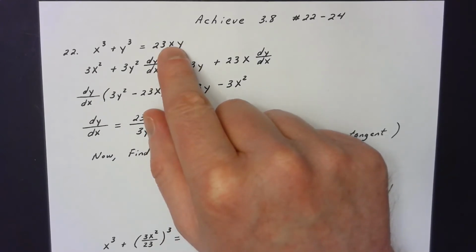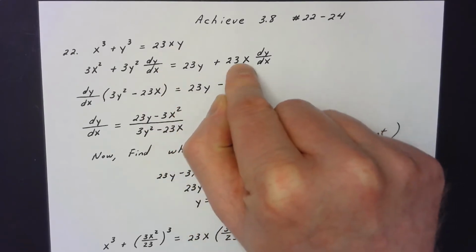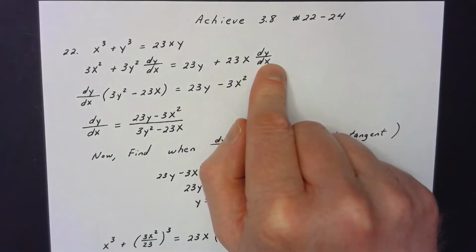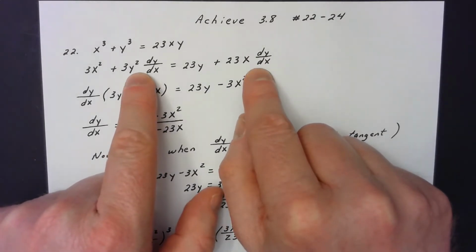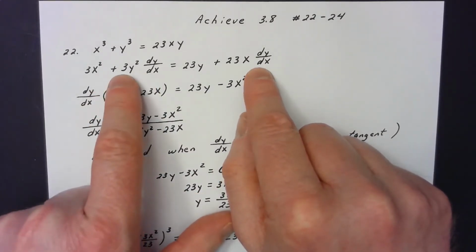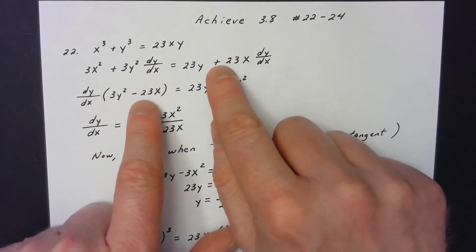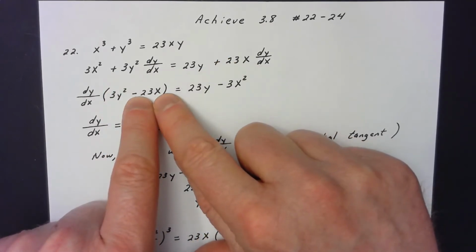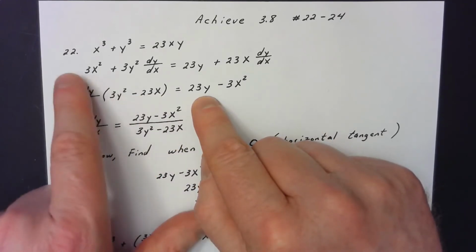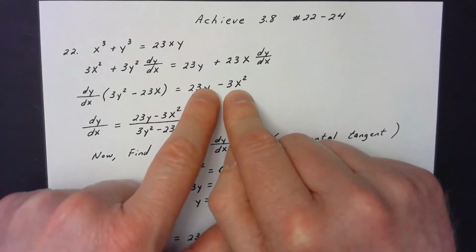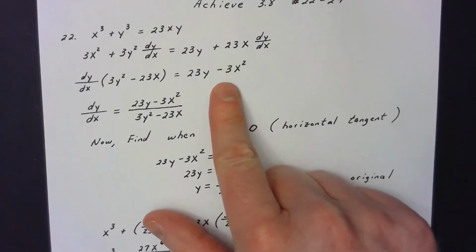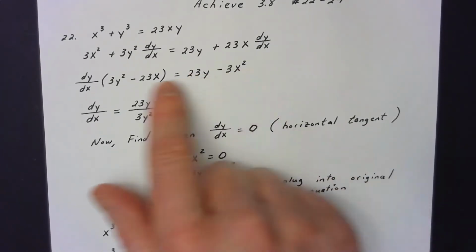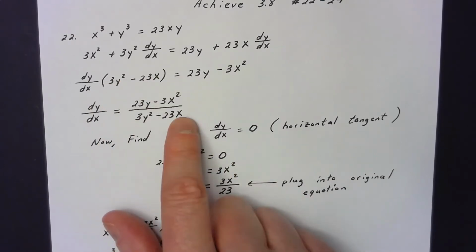On the right hand side I had to use the product rule. Derivative of the first, 23, times the second, y, plus the first, 23x, times the derivative of the second, dy/dx. Now I gathered my two dy/dx terms on the same side. I'm going to factor out a dy/dx, and when I do I'll have 3y squared minus 23x left over. On the other side you already had a 23y. I'll move over the 3x squared, it becomes a minus 3x squared. At that point, my derivative is equal to what I had on the right divided by what was previously multiplying the dy/dx.